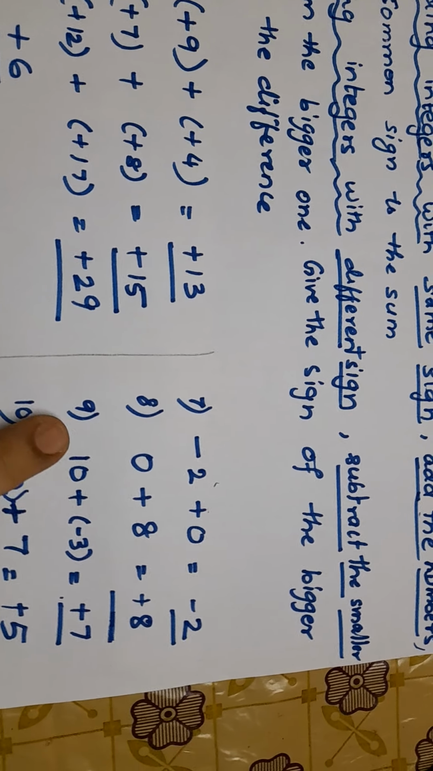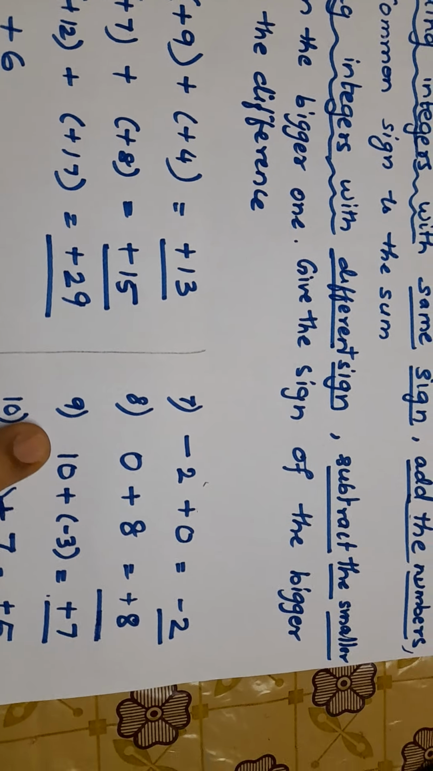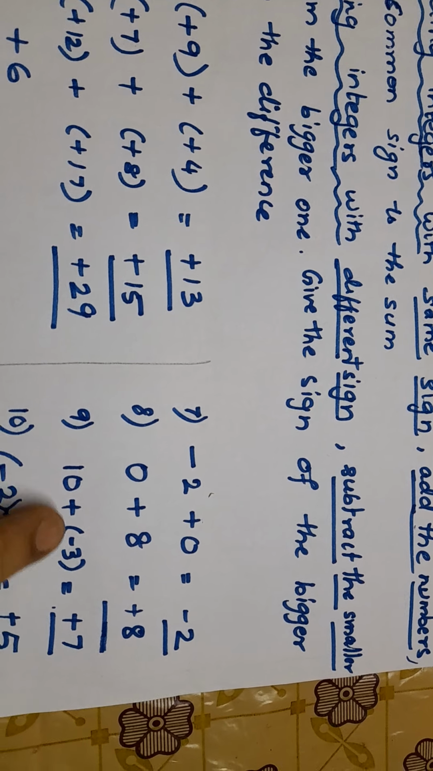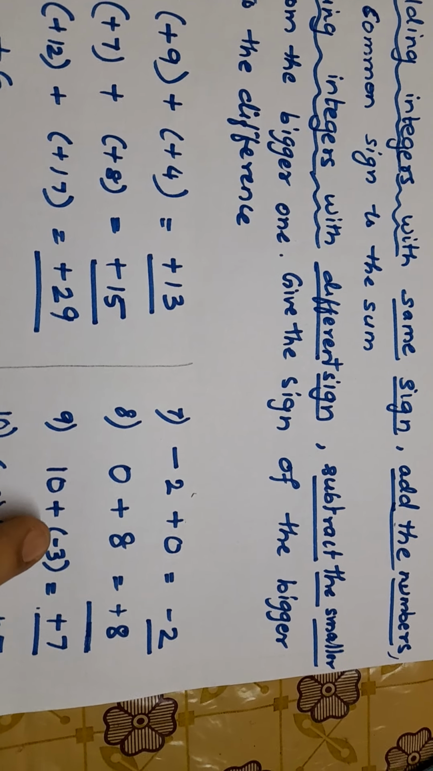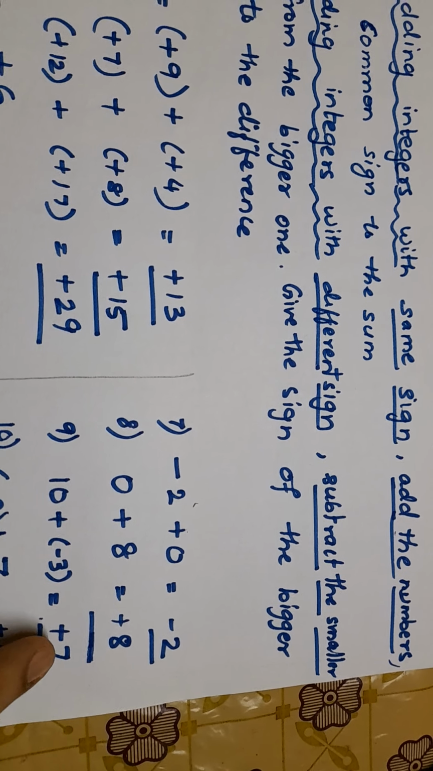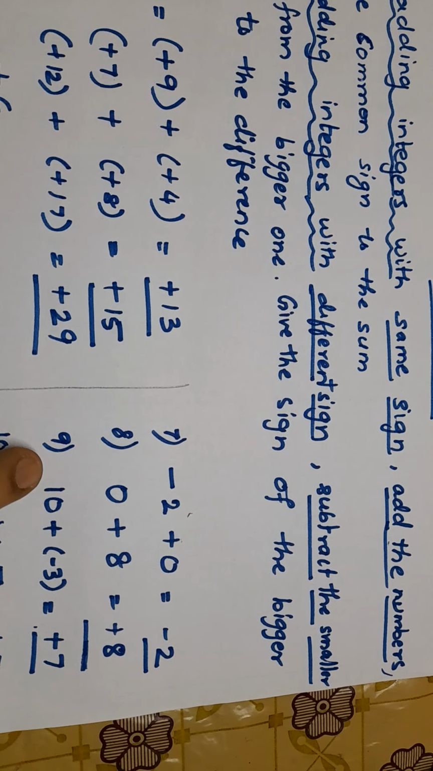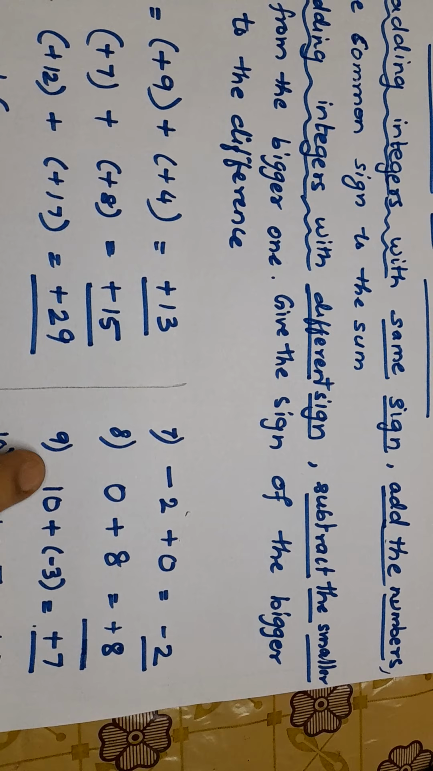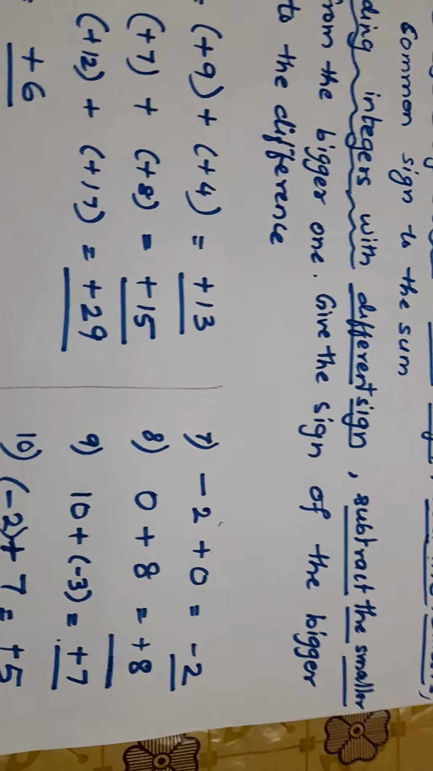Now here, again two different signs are there. Plus 10 and minus 3. When you add integers with different sign, you have to subtract the smaller number from the greater one. Like 10 minus 3, the answer is 7. And then you will put the sign of the greater number. The sign of the greater number is plus. So the answer is plus 7.